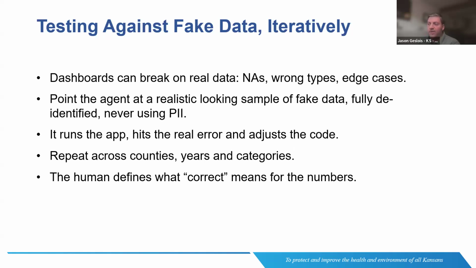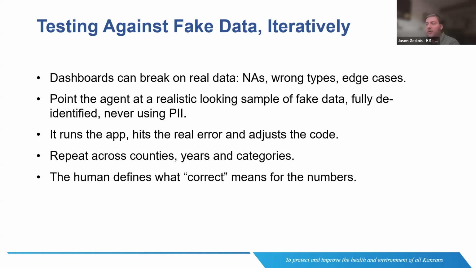A lot of dashboards rarely break on tidy examples of data. They break on real data, meaning missing values, a column that's a character when you expected a number, or some other code that nobody documented. The agentic workflow is to give the agent a realistic-looking sample data set and let it run. And that's what we do here. If you are just starting out, test it on fake data. As we all know, we don't hand protected health information to these tools. Use a synthetic or fully de-identified fake extract that is similar.